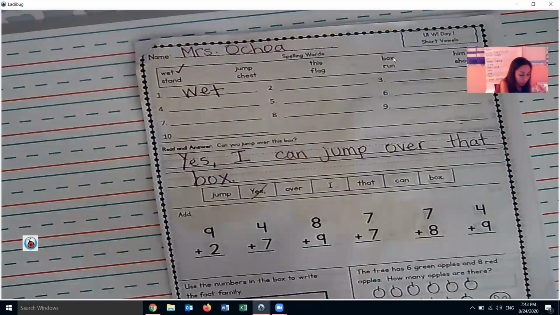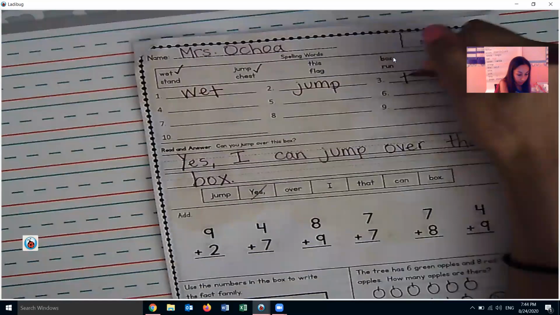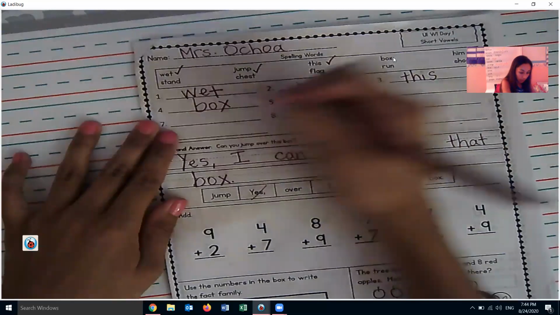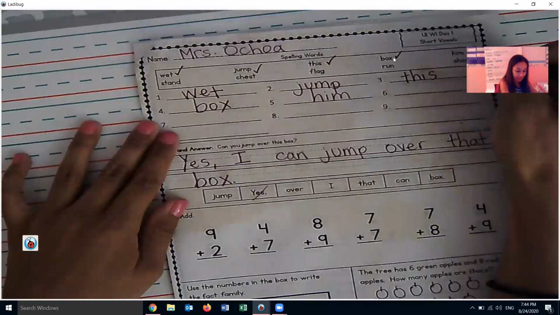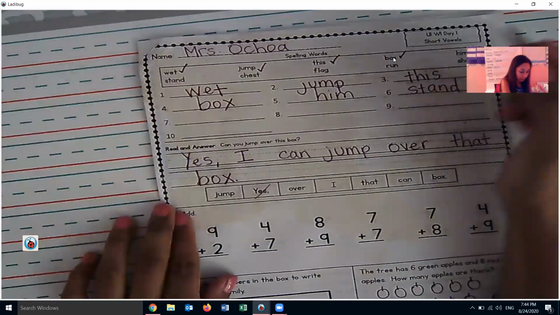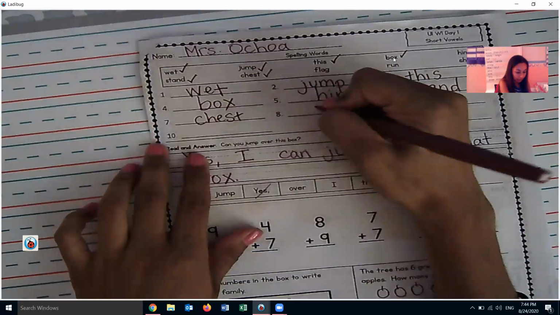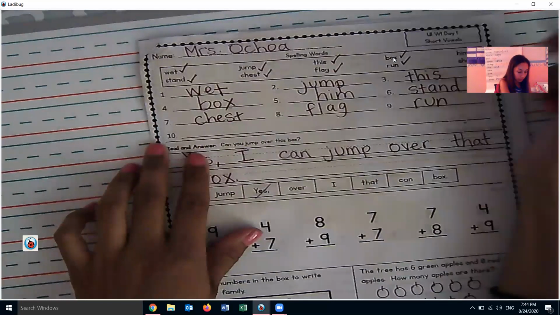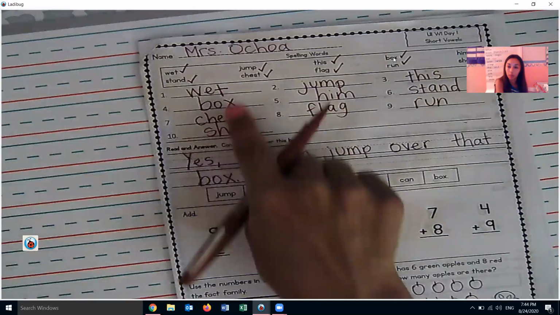So we have the word jump. We have this. We have box. We have him. We have stand. We have chest. Let me mark off stand, chest. We have flag, run, shop. So those are our spelling words. So you just needed to write them one time each in the blanks.